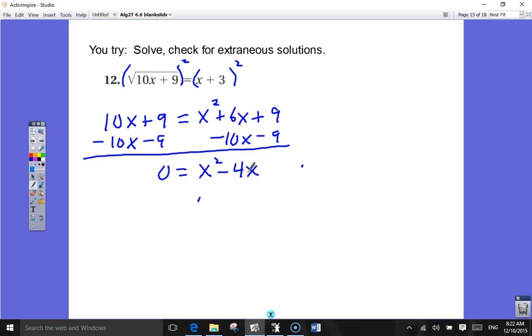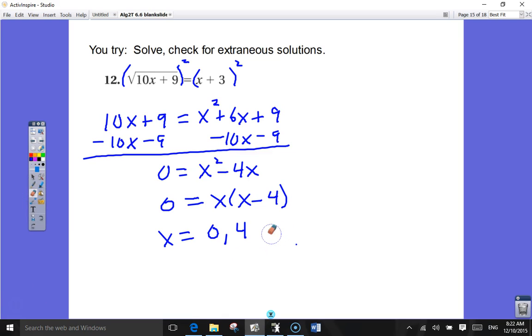Okay, that's standard form. How do I solve? What do you do? Factor. That's why we spend all this time on factoring. 0 equals x times x minus 4. So what are the answers? 0 and 4.